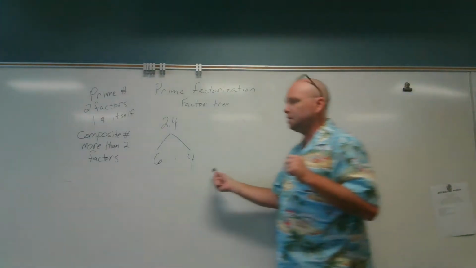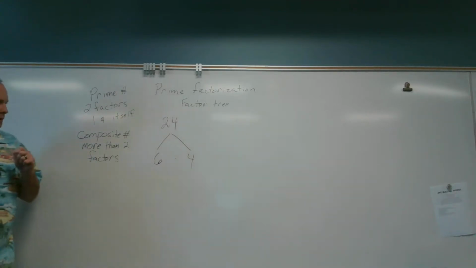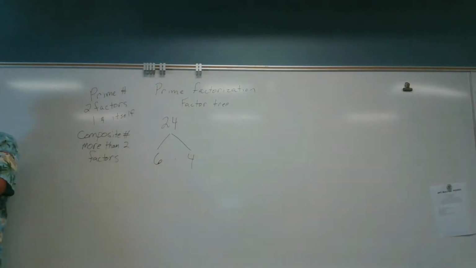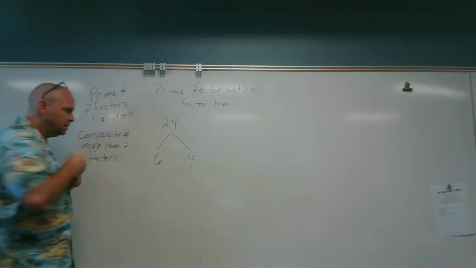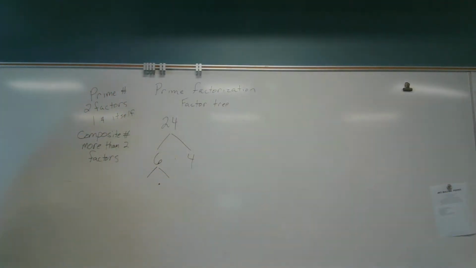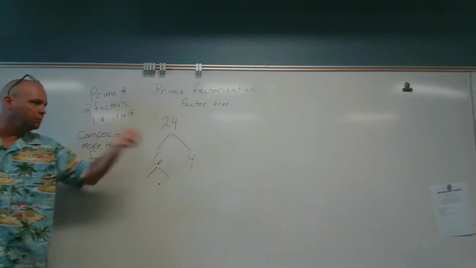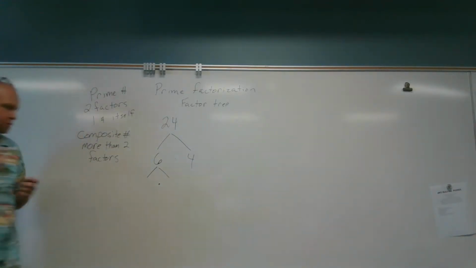So now we got to think here. We have the number 6 and the number 4. Macy, is 6 a prime or composite number? I would say composite, because there are more factors than just 6 and 1, right? So besides using 1, what are my other factors that would multiply together to equal 6? 2 times 3.